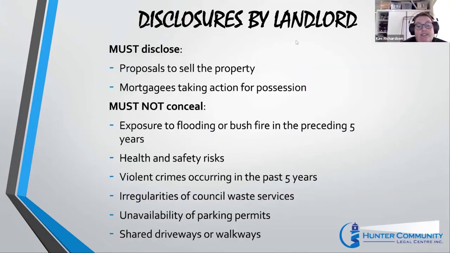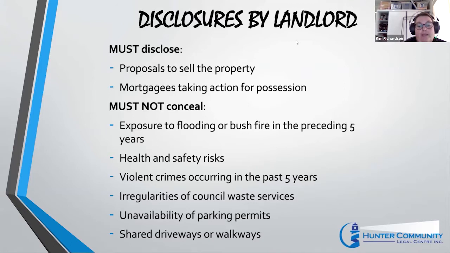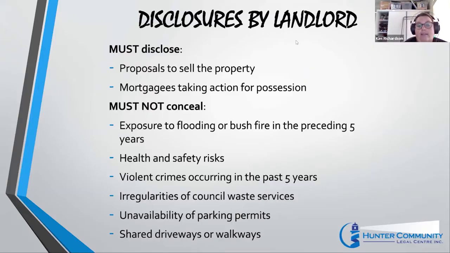Council waste services will be different from an ordinary council waste service, that you cannot get a free residential parking permit in an area where there's only paid parking available. The premises have a driveway or a walkway that others can legally use. The premises was the scene of a drug offence within the last 2 years. The premises is listed on the loose fill asbestos insulation register that's maintained under the Home Building Act.